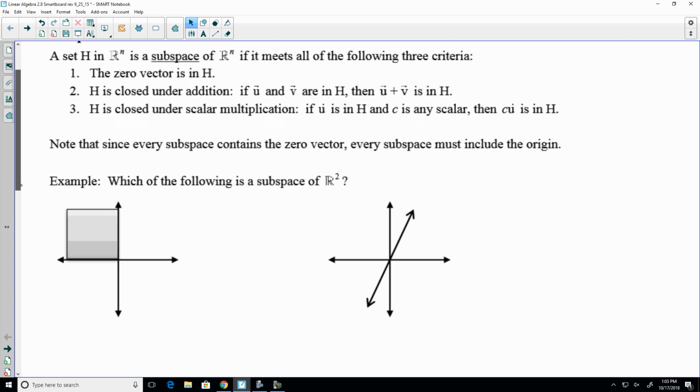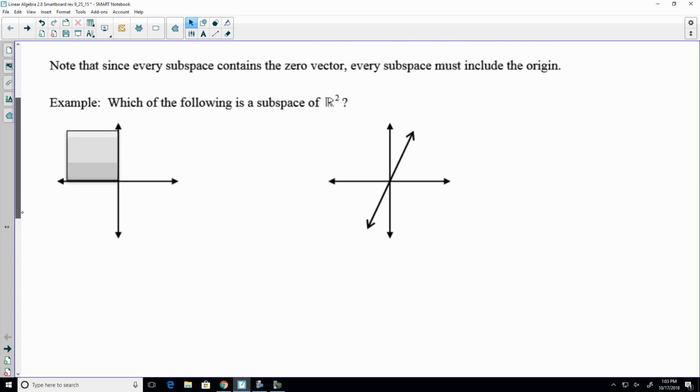Since every subspace contains a zero vector, every subspace must include the origin. So these are R2 spaces. We want to know, are these subspaces? If I look at both of these, the zero vector is in both of them.